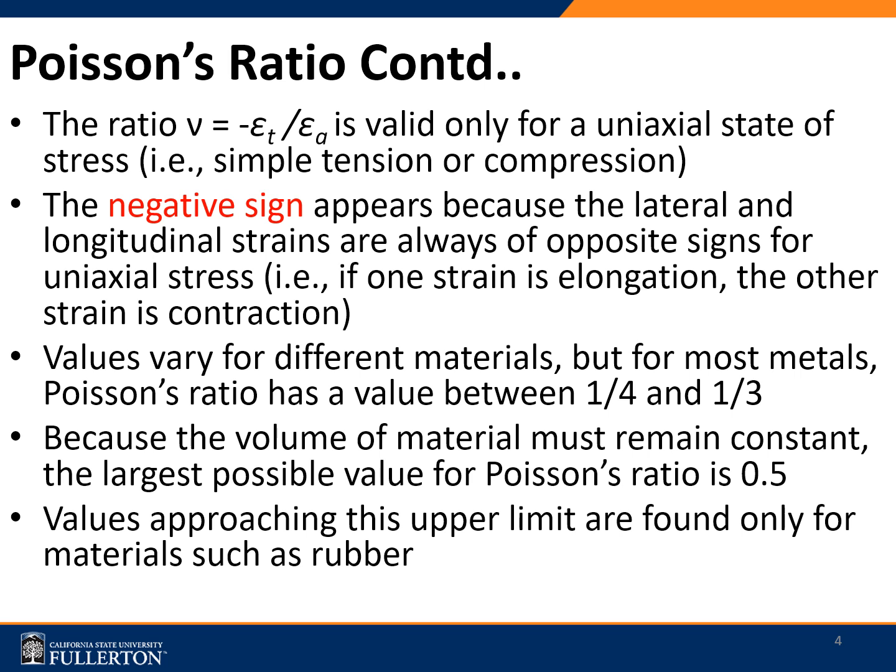Naturally, the Poisson's ratio concept is only applicable for uniaxial stress state. That means we are talking about tension or compression. And typical values of Poisson's ratio are between 1/4 and 1/3. And considering the volume of the material being constant, the Poisson's ratio could only take a largest value of 0.5.